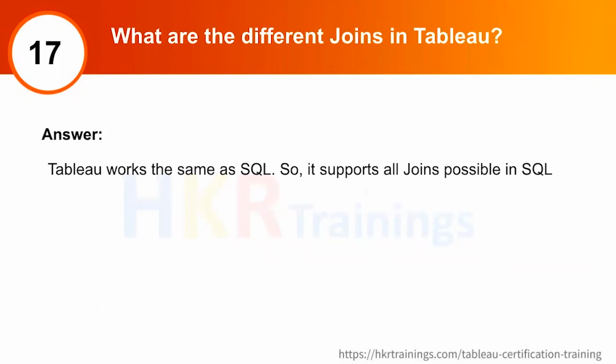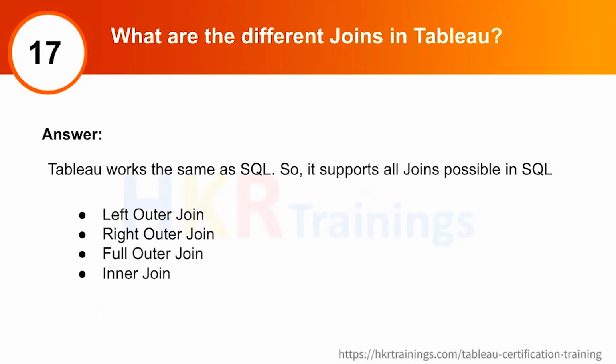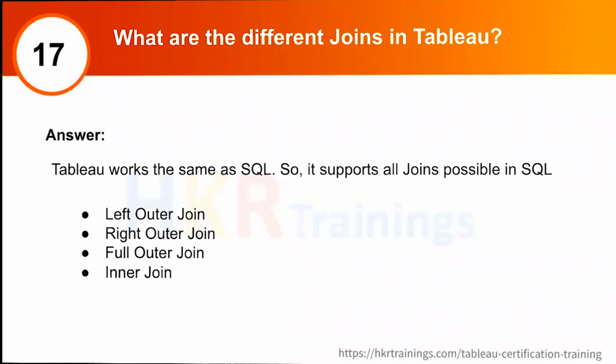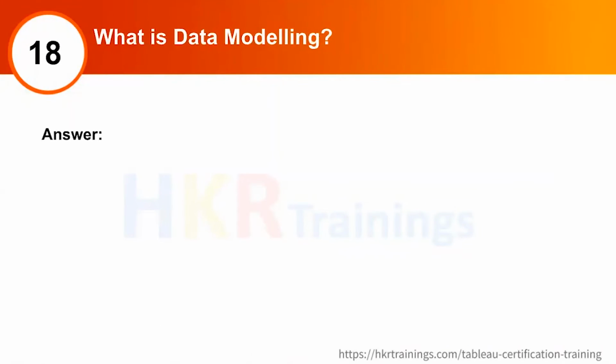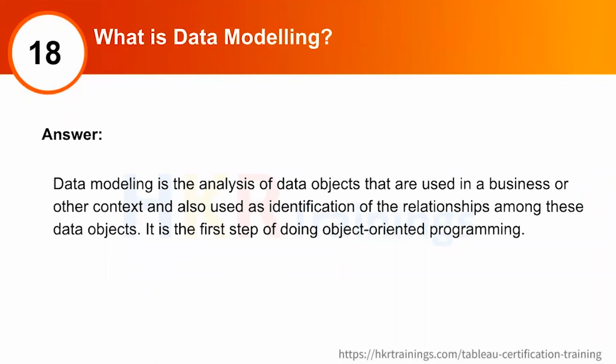What are the different joins in Tableau? So Tableau works the same as SQL. It supports all possible joins which are there in SQL, like left outer join, right outer join, full outer join, inner join. What is data modeling? Data modeling is the analysis of data objects that are used in a business or other context, and also the identification of the relationship among these data objects. It is the first step of doing object-oriented programming. So whenever you are modeling any data for the creation of a report, you can simply understand these points.